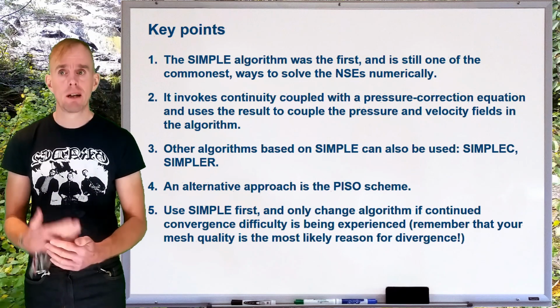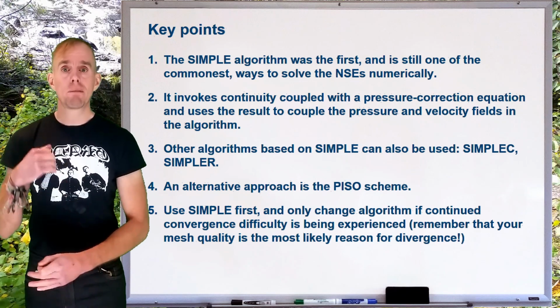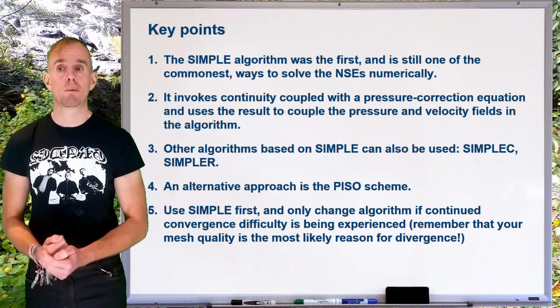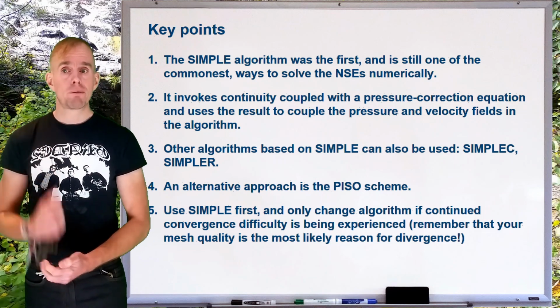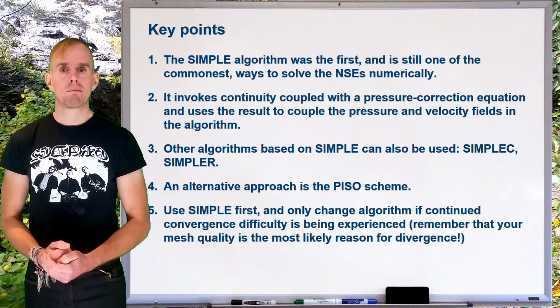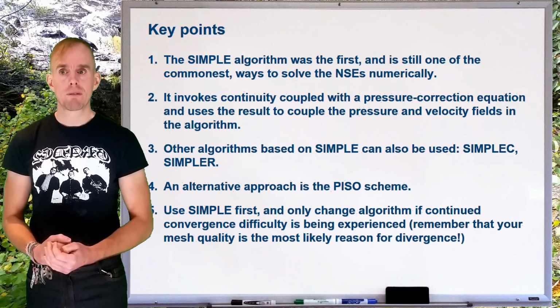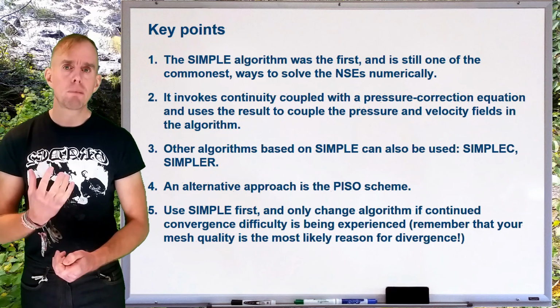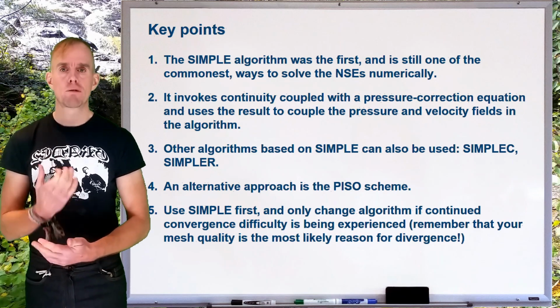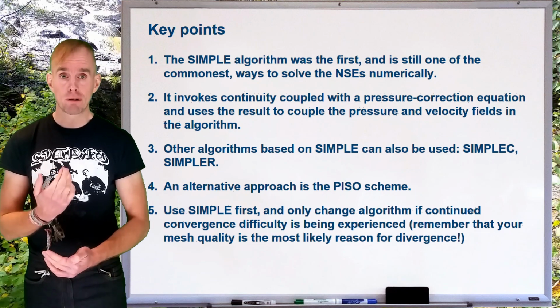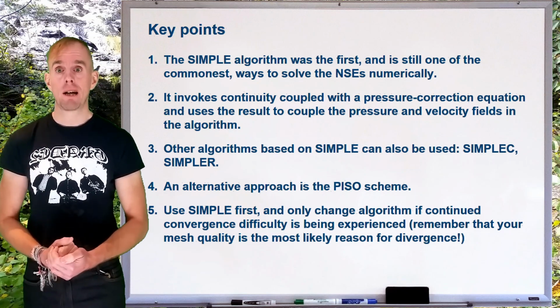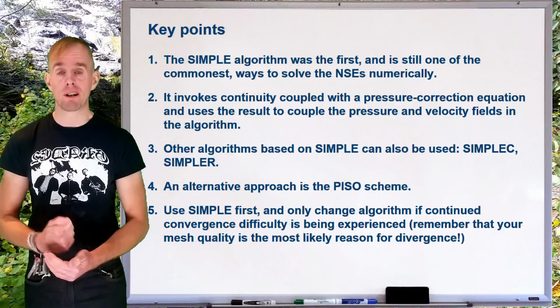If you're time stepping, the PISO scheme can be used, and maybe if you're solving transient Navier Stokes equations problems, use PISO. So, use simple first, only change the algorithm if you're getting convergence difficulty, but don't forget, don't blame convergence difficulty on the algorithm straight away. The first thing that you should always look at with close scrutiny if you're getting convergence problems is the quality of your finite volume or finite element mesh.